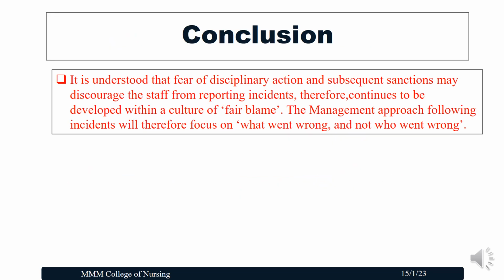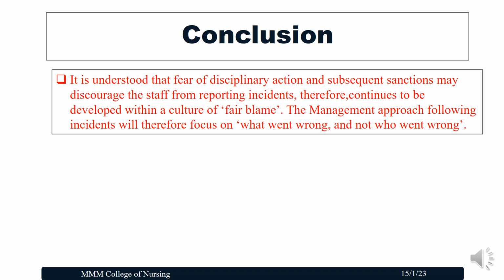To conclude, incidents are events which can happen in hospital settings. We cannot avoid incidents completely in a hospital setting, but we should understand that we should always have a fair blame culture, that we should not blame anybody. At the same time, the management approach should be to identify what went wrong and what we need to do to avoid these mistakes in the future. The fear of disciplinary action and subsequent sanctions may discourage staff from reporting incidents, so that should not happen. It should always be a fair blame culture.